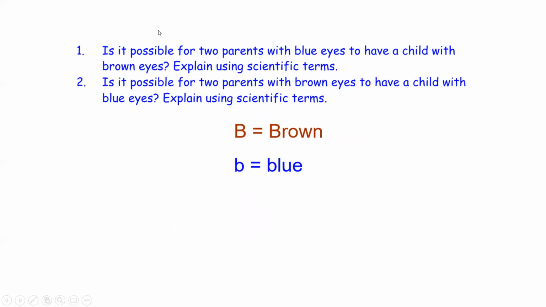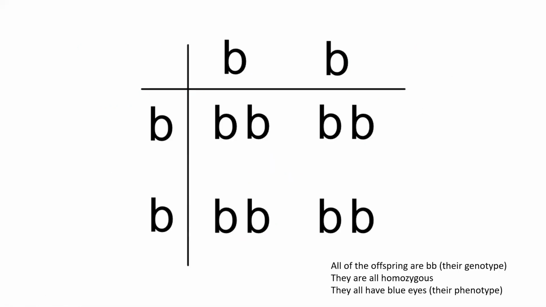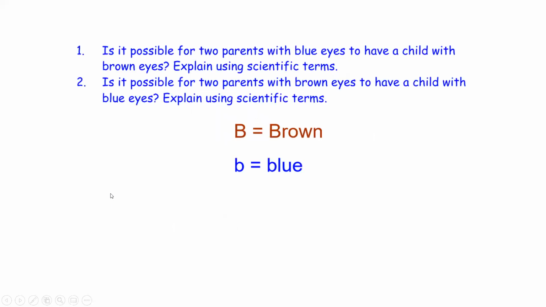Okay? So the question asked, is it possible for two parents with blue eyes to have a child with brown eyes? The answer is absolutely not. Blue is recessive. There is no brown allele here from either of the parents, so there's absolutely no possible way for us to get two parents with blue eyes having a child with brown eyes. Let's have a look at question 2.